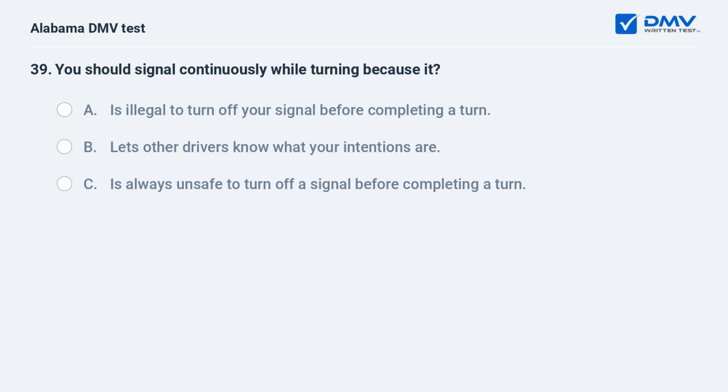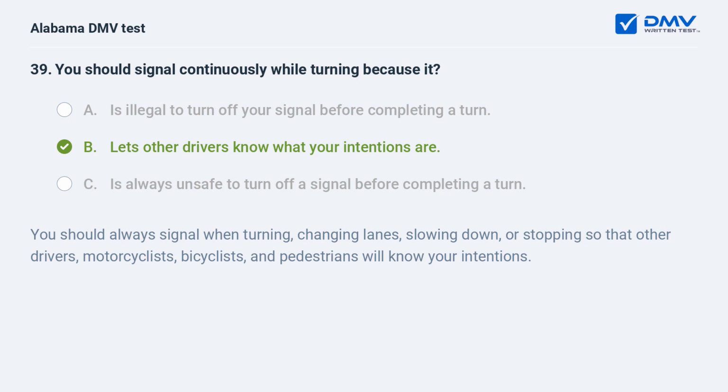You should signal continuously while turning because it A. Is illegal to turn off your signal before completing a turn. B. Lets other drivers know what your intentions are. C. Is always unsafe to turn off a signal before completing a turn. B. Lets other drivers know what your intentions are.